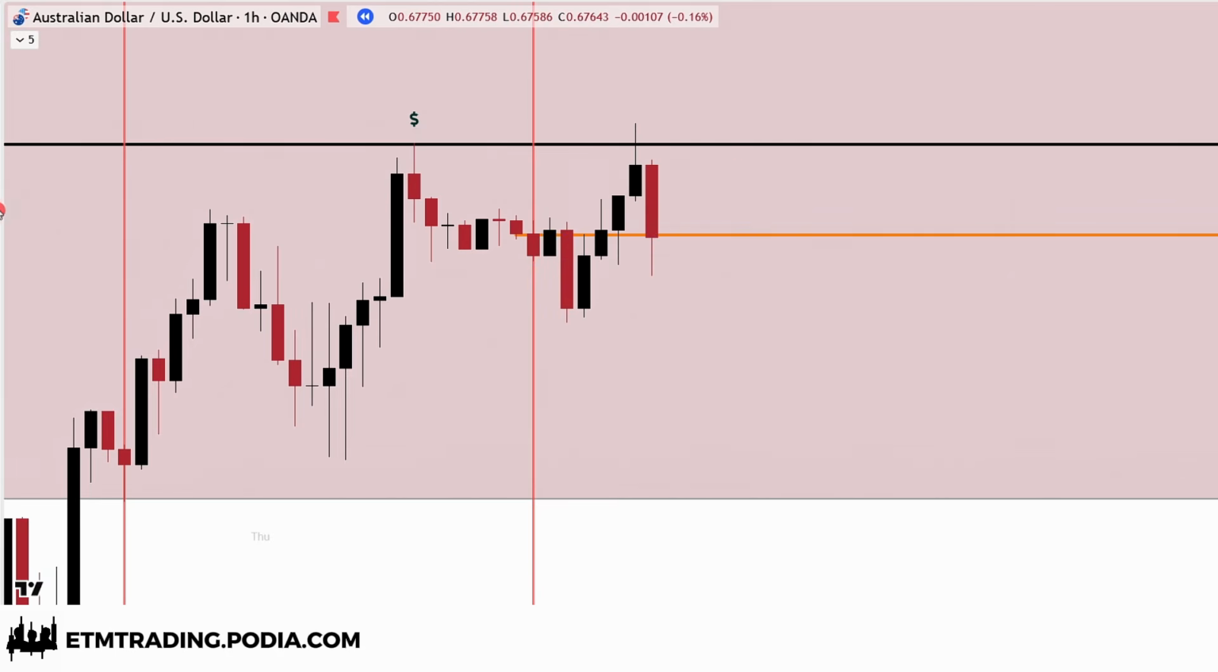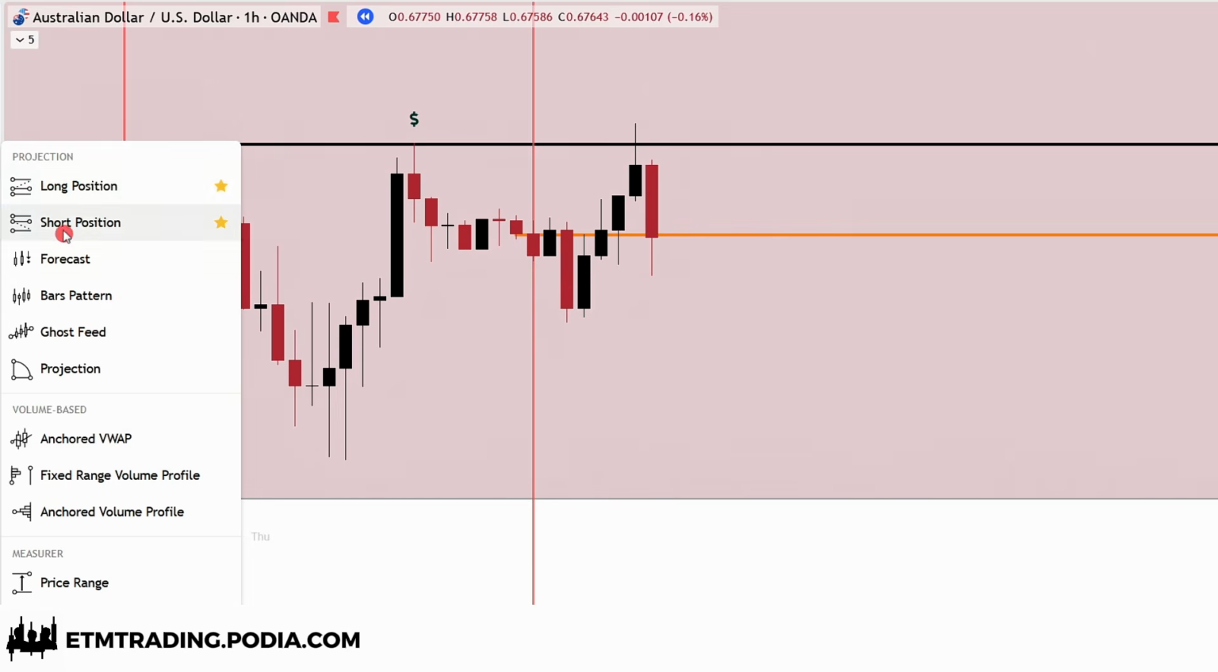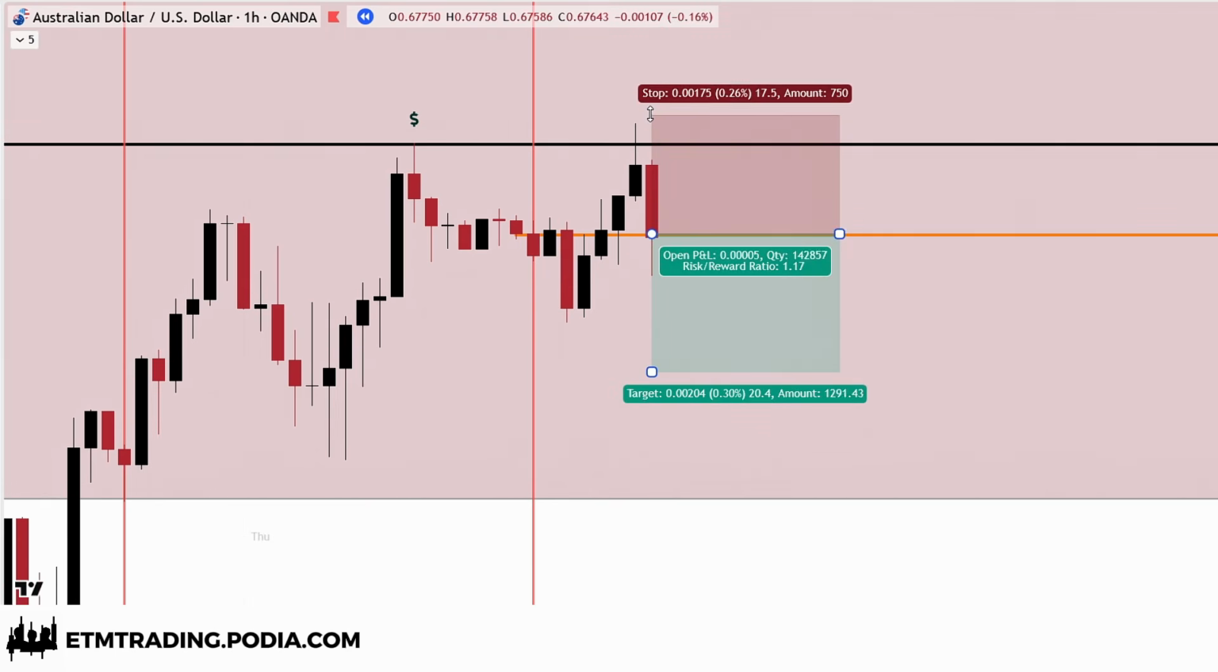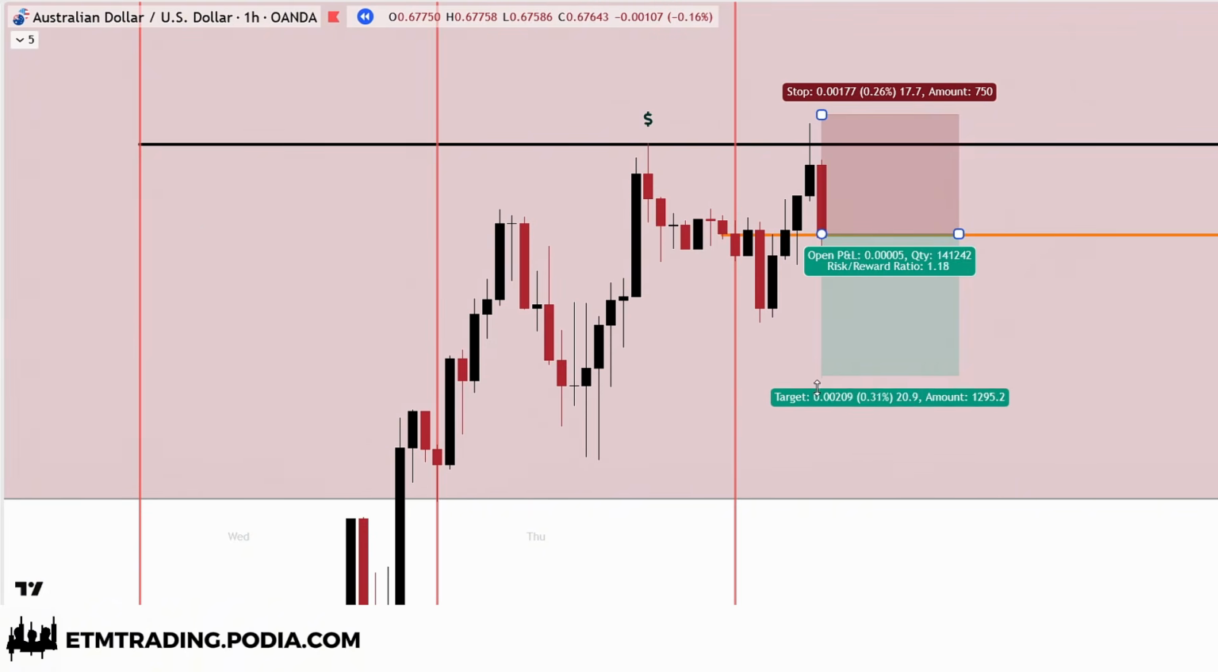Price swept the liquidity, and once price swept the liquidity, it came below our open. So this will be our stop loss. Our first take profit would be this extreme zone right here.